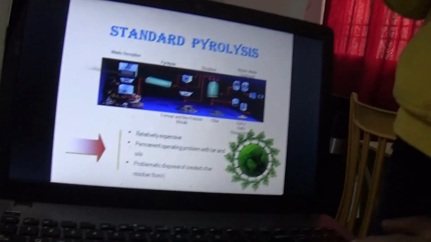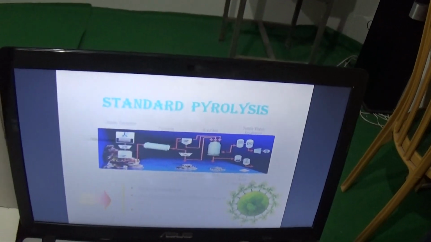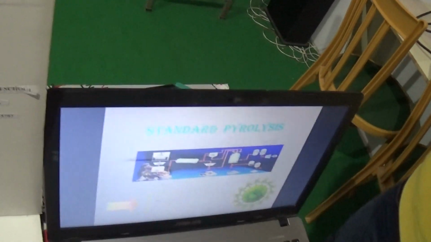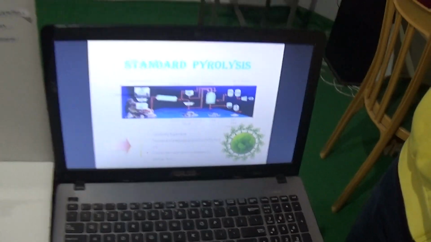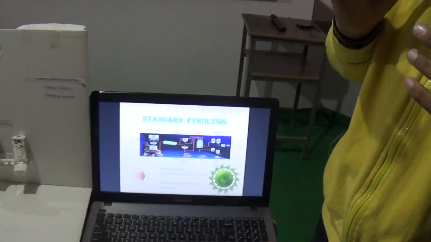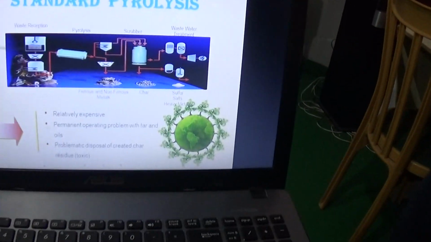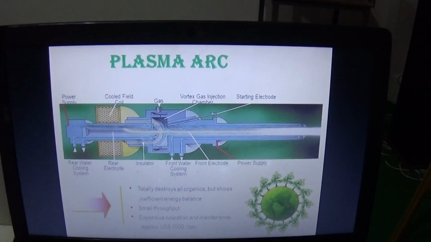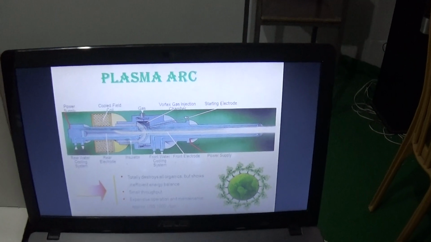The first problem in today's scenario is that the waste deposited in landfills pollutes the environment to a high degree, and due to this pollution the people living around this area are affected by several diseases like typhoid, cholera, pneumonia, and several others. Standard plasma arc technology is basically what is shown here.